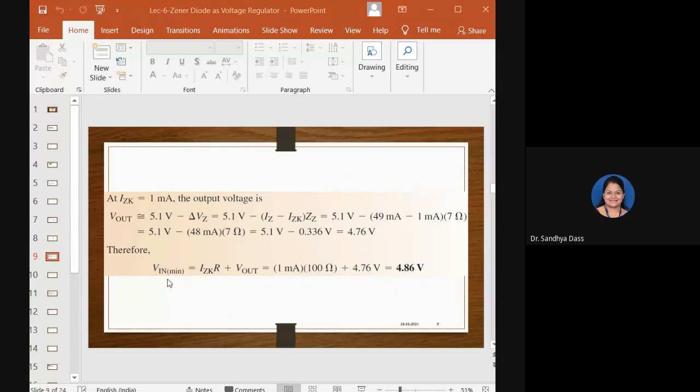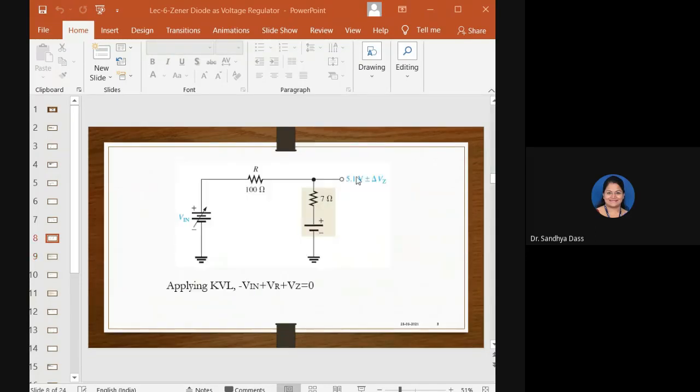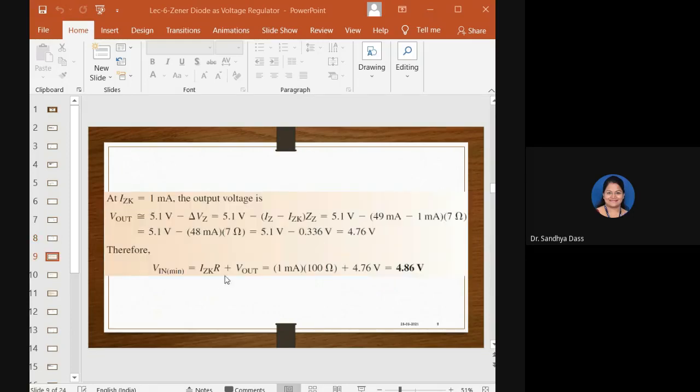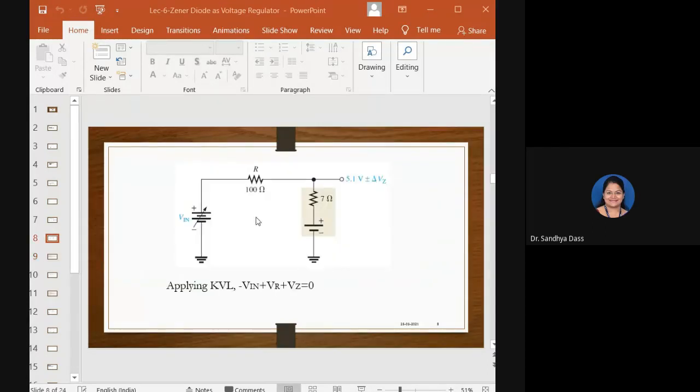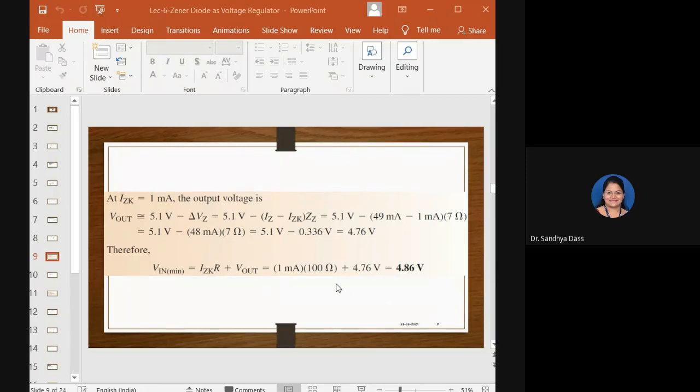Now we have to calculate V in. According to KVL again, V in will be equal to VR plus Vz. VR is nothing but I into R, where I is the minimum Zener current, plus Vz. Vz is nothing but V out, the output voltage. Substituting, V out that you calculated is 4.76, and Iz, the minimum Zener current, into R, where R is the 100 ohm resistance given in the circuit. You will get V in minimum to be 4.86 volts.